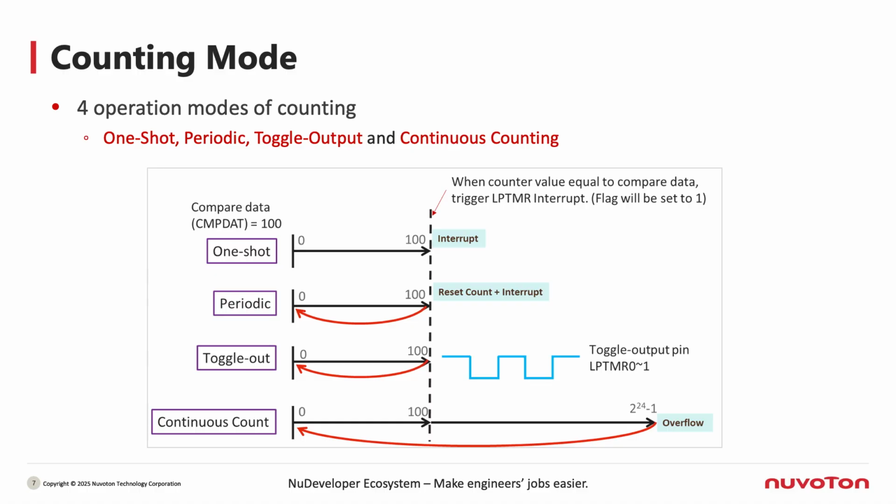Finally, continuous mode. The timer keeps generating interrupts without resetting the counter. It counts continuously until it overflows, then wraps around and keeps counting.